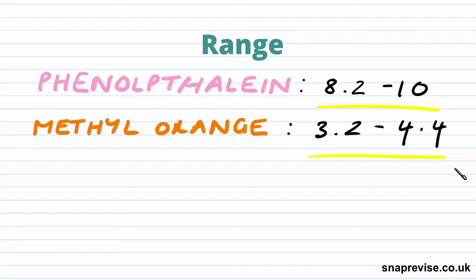So having an understanding of how indicators work and their range is incredibly important. Before you go into your exam, I think it's a good idea to have a look through your data booklet, have a look at which indicators are given to you and familiarise yourself with their colours, their ranges and their endpoints, because it will be good when you go into the exam to already have an idea of the tools that you can use in your questions. So we're going to have a look at something called our titration curve.